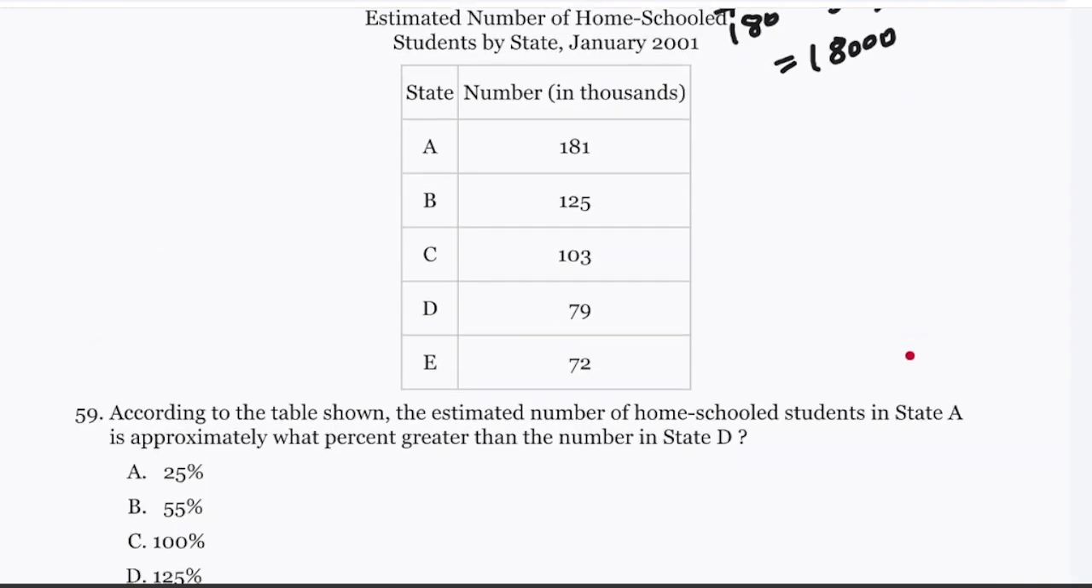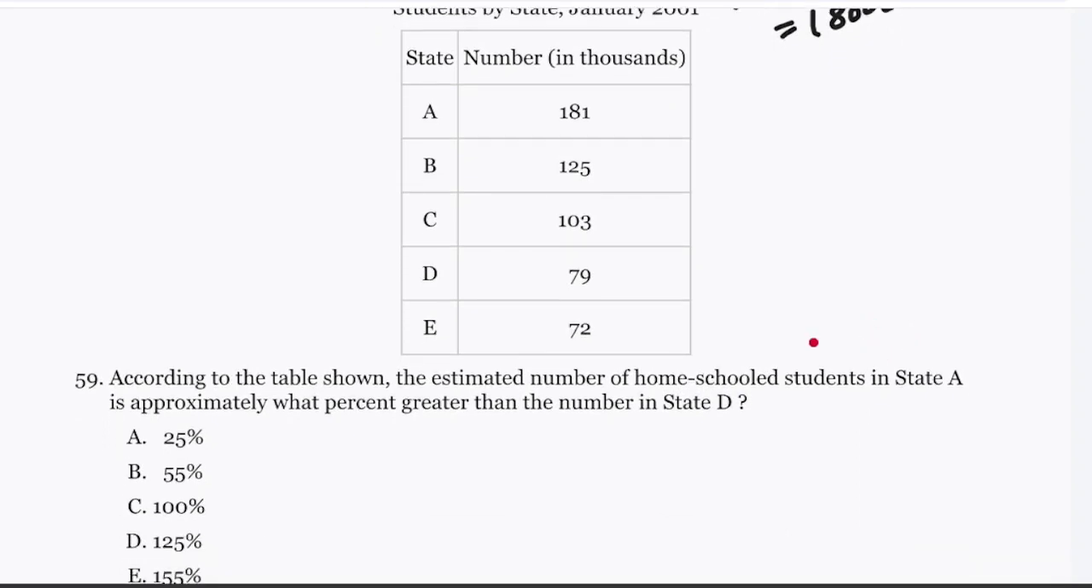Estimate number of homeschooled students by state, January 2001. A is 181, the number is in thousands, they say. B is 125. C is 103. D is 79. E is 72. According to the table shown, the estimated number of homeschooled students in state E is approximately what percent greater than the students in state D?